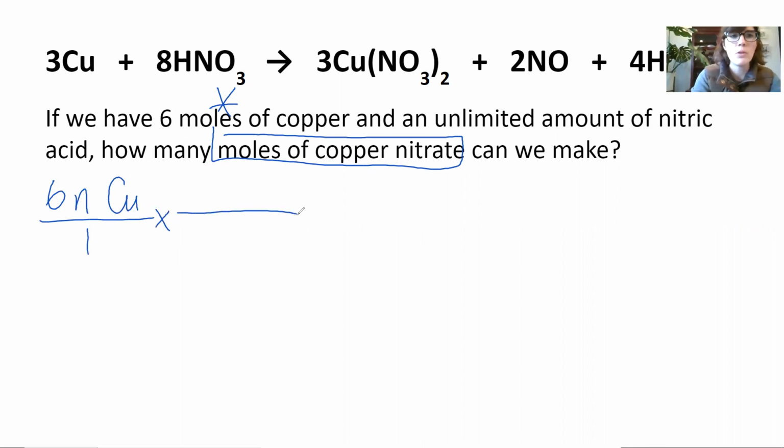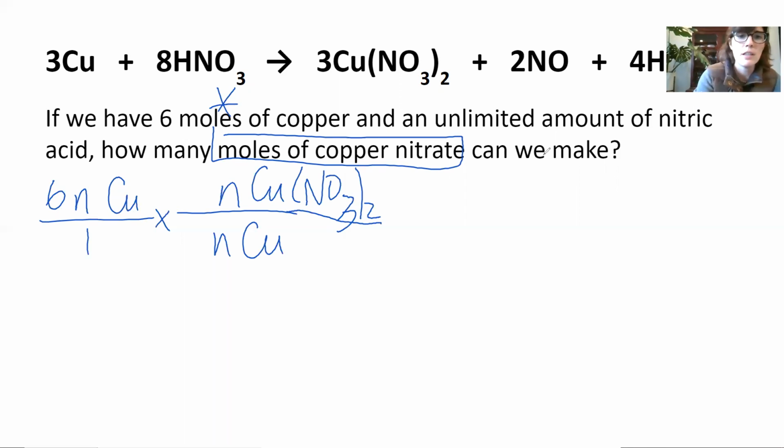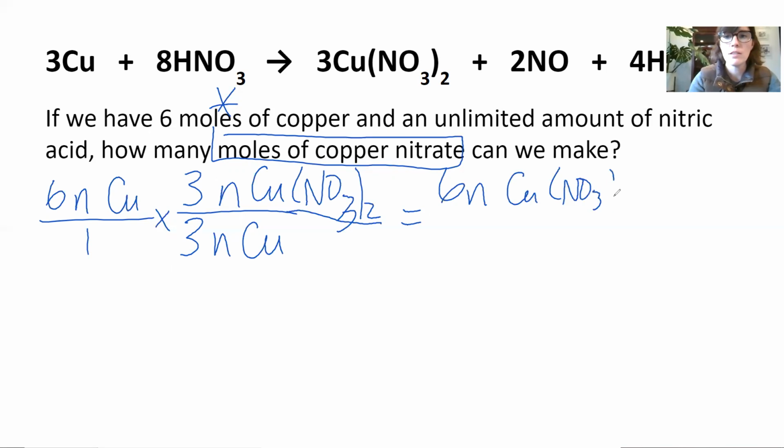And then we're going to do our mole-to-mole ratio, which is going to be moles of copper on the bottom. What do we want to make? We want to make moles of copper nitrate, CuNO3. Cool. What's the mole to mole ratio for copper to copper nitrate? That is going to be a straight 3-to-3 ratio or a 1-to-1 ratio. So this should be 6 moles of copper nitrate. We can cancel out our units. Does that make sense?